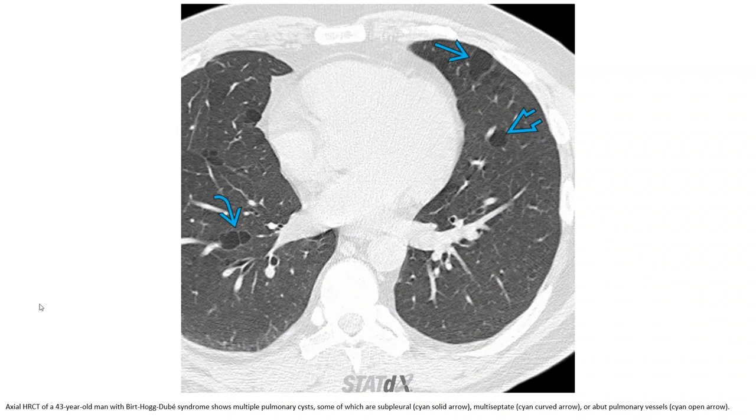Axial high-resolution CT of a 43-year-old man with Birt-Hogg-Dubé syndrome shows multiple pulmonary cysts, some of which are subpleural, multiseptate, or abut pulmonary vessels.